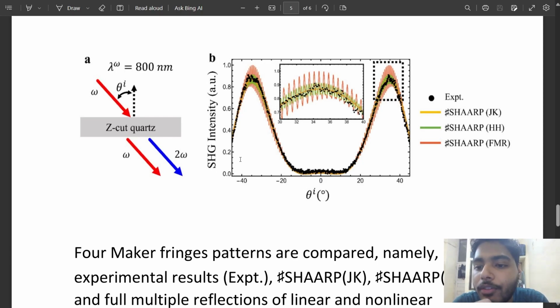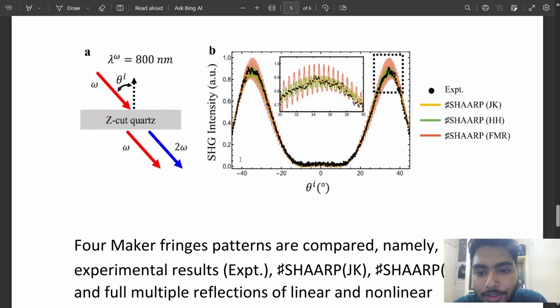fine fringes. Why are there fine fringes? Fine fringes are due to FMR. The fine fringes happen because the forward and backward propagating waves undergo reflections, and due to the reflections interference happens, and due to the interference the amplitude increases and sometimes decreases in the corresponding directions.